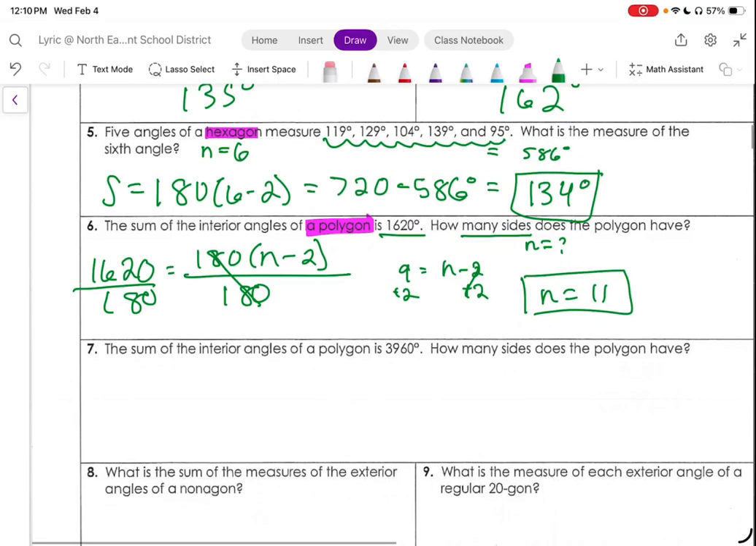All right, number 7, checking your work. The sum of the interior angles of a polygon is 3,960 degrees. Same thing as before.